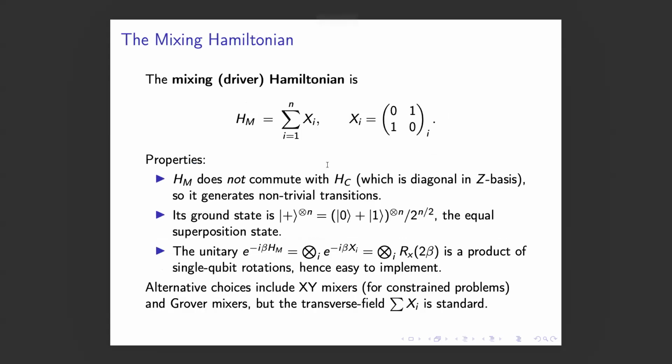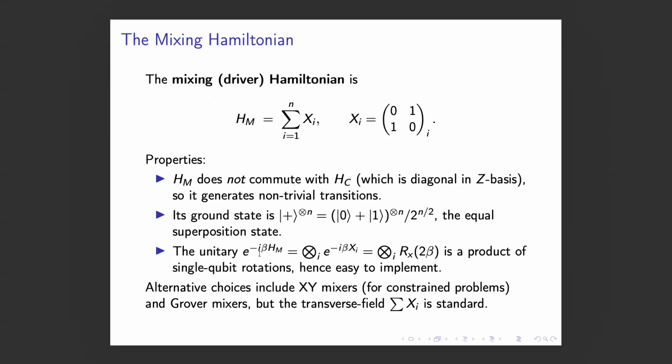So there's something which then also brings in additional features, and that is why we also need to use trotterization, which some of you have actually encountered when you took a course on many-body physics. So this H of M is normally called the mixer. It does not commute with HC, which is diagonal in the Z basis. So it generates non-trivial transitions, and its ground state is actually a linear superposition of zeros and ones qubits.